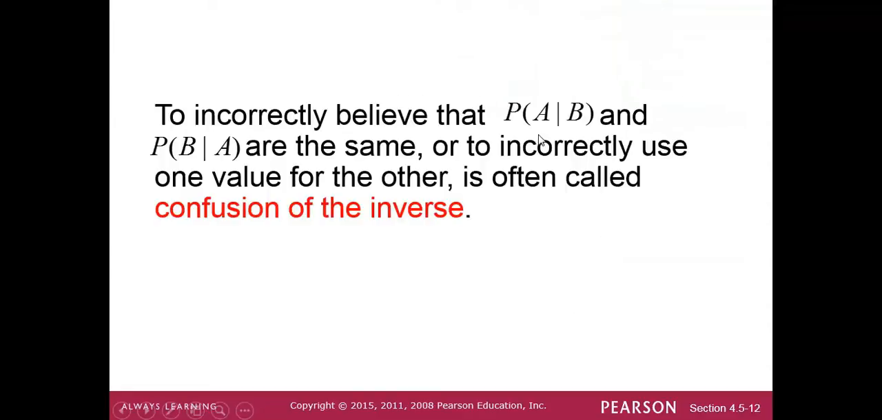And be very careful. Do not assume that P of A given B and P of B given A are the same. In other words, if we went back to the drug testing table, we can't say that the chance of them using drugs given they had a positive test is the same as getting a positive test given that they use drugs. They are not the same. And that is what is called confusion of the inverse. So be very careful when you read those questions.